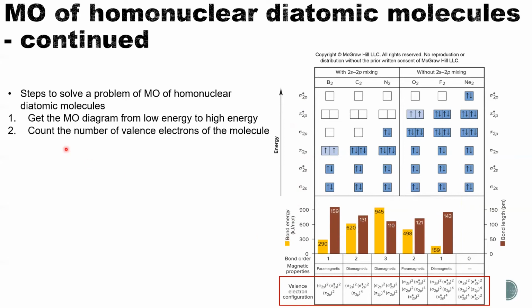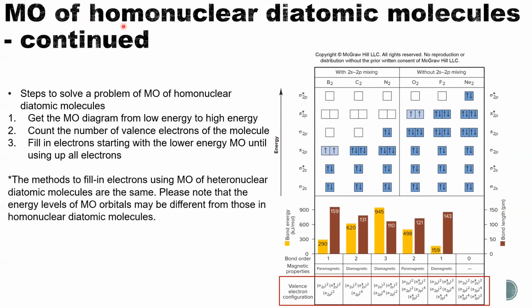Okay, so we can count the number of valence electrons of the molecule and start to fill in the electrons from the lower energy to higher energy sequence of molecular orbitals. In case you are asked to fill in molecular orbitals of heteronuclear diatomic molecules, the ideas are the same, but you just need to find out the sequence of these molecular orbitals for the heteronuclear diatomic molecules. We had a few examples in the textbook, and if you're interested, you can try to check them out by yourself.